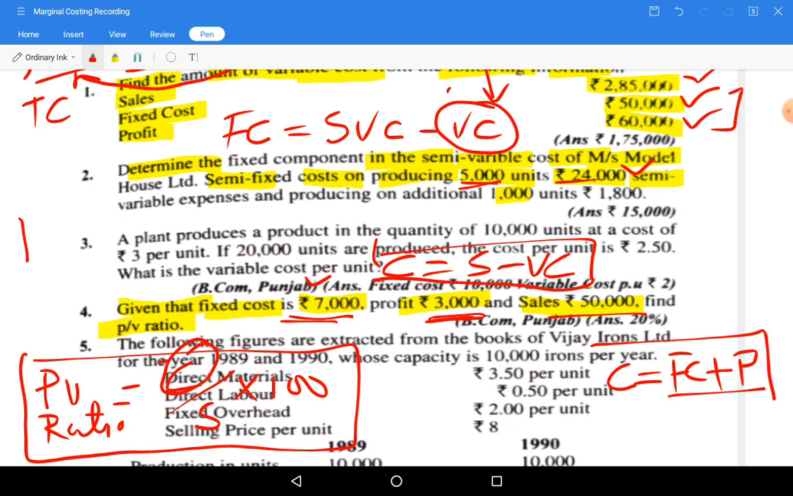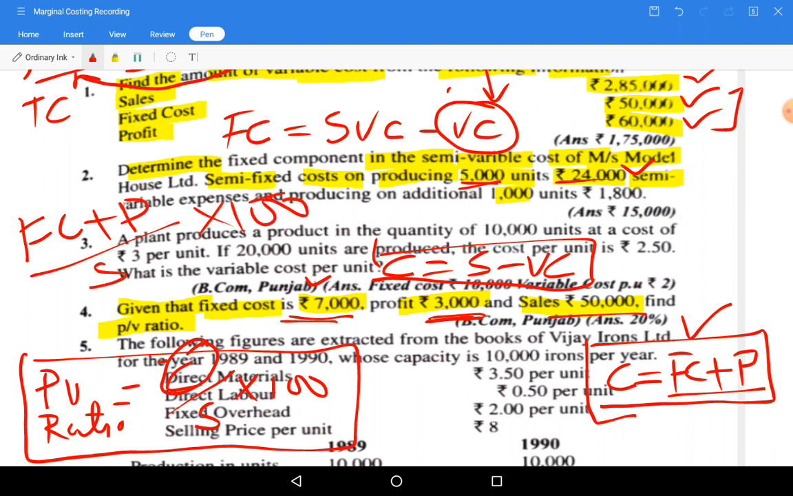Hope you have got the logic. In place of contribution, we can use fixed cost plus profit. So the direct formula: you put fixed cost plus profit divided by sales into 100, you will get the answer. What is your fixed cost? 7,000. What is your profit? 3,000, divided by your sales 50,000.